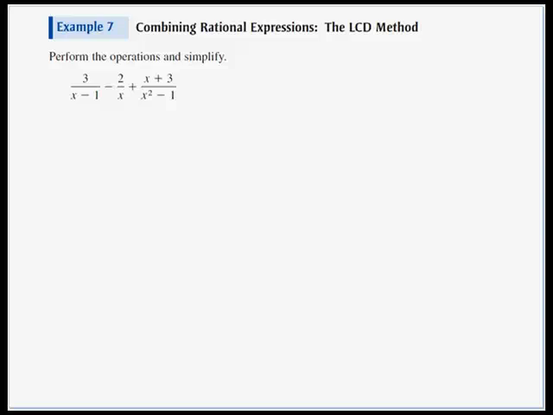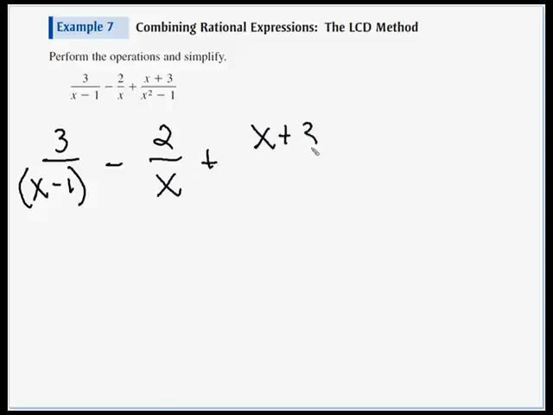So let's try that here with this one. I'm going to write this again because this last term, we can mess around with that denominator a little bit to make this problem somewhat easier. This denominator is x minus 1 minus 2. This denominator is just an x. Here we have x plus 3. This denominator we can factor. X squared minus 1 is x plus 1, x minus 1.